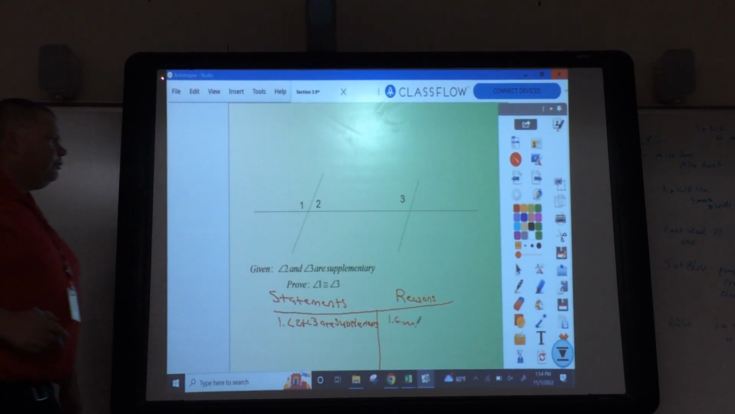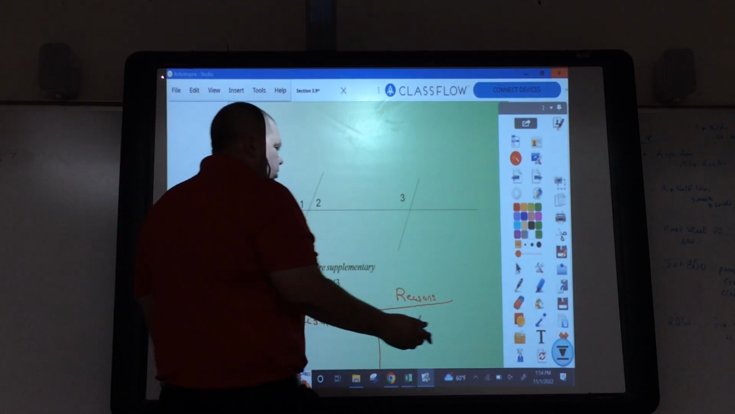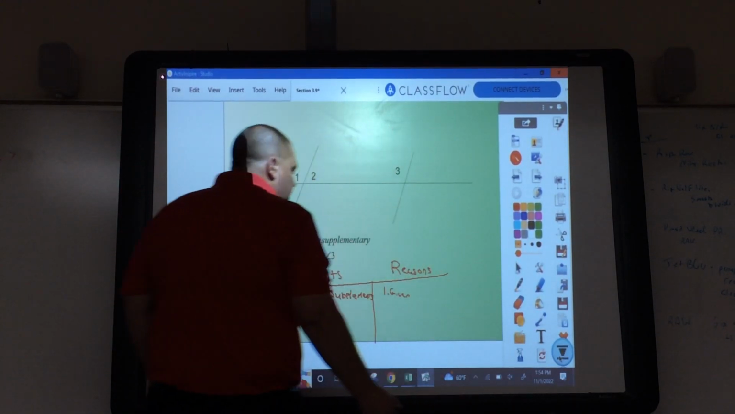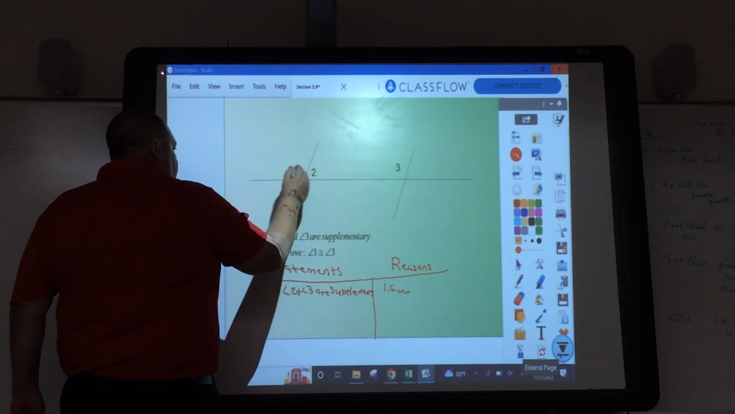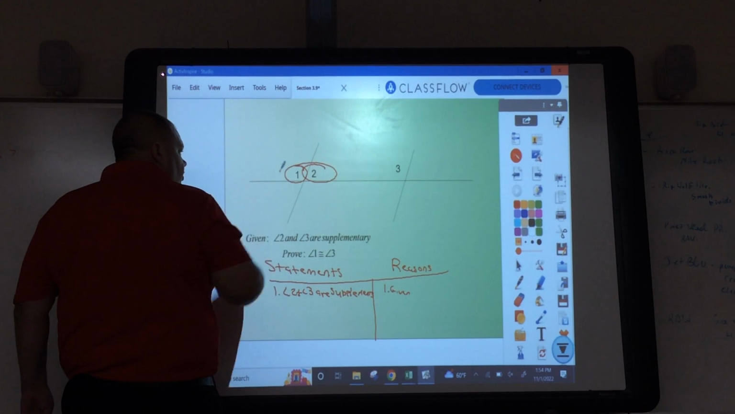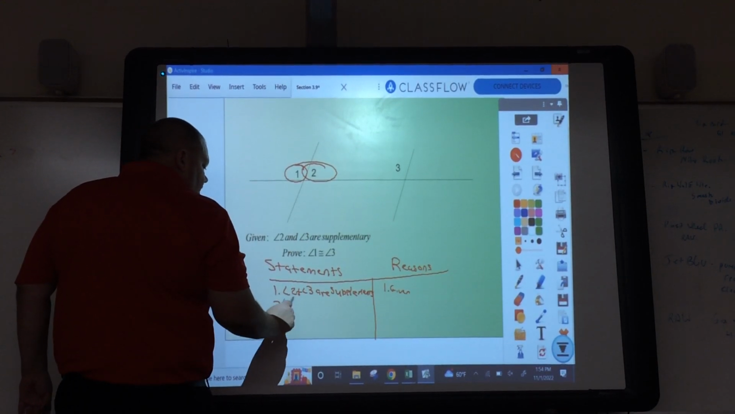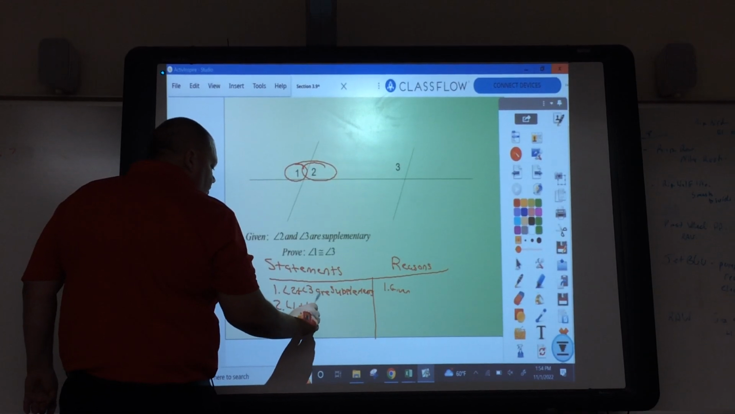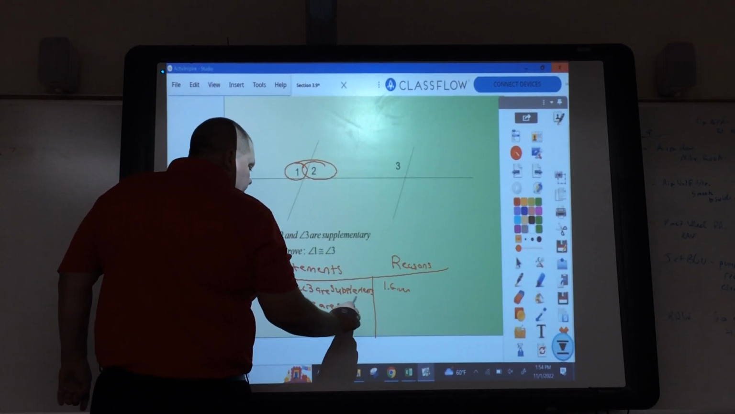Now, as you go through this problem, there's going to be a couple ways that you can go about this. We're going to go the shortest route. And when we go with the shortest route, we take a look at our picture. There's not a whole lot that we can do, but we know that angles 1 and 2 are side by side. So that creates a linear pair. And that means that angle 1 and angle 2 are supplementary, because of the linear pair postulate.